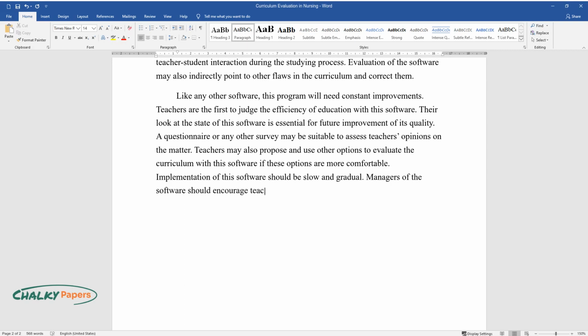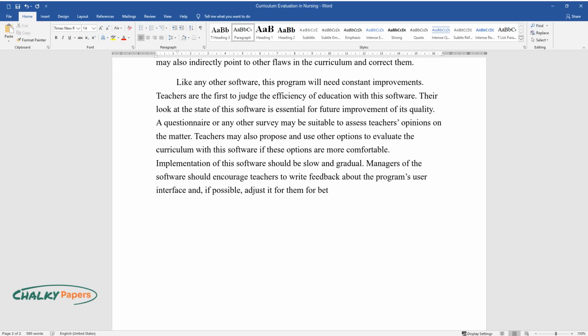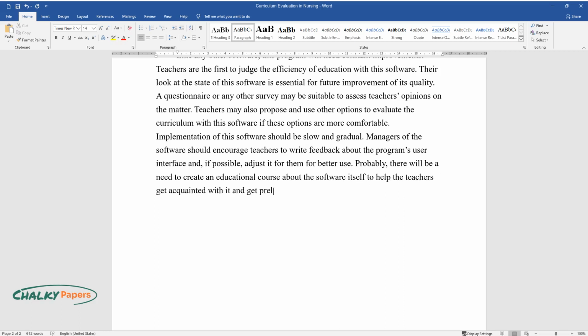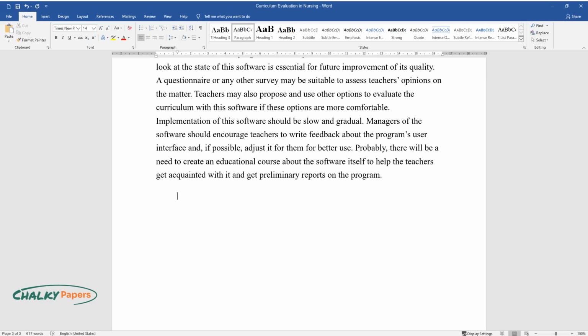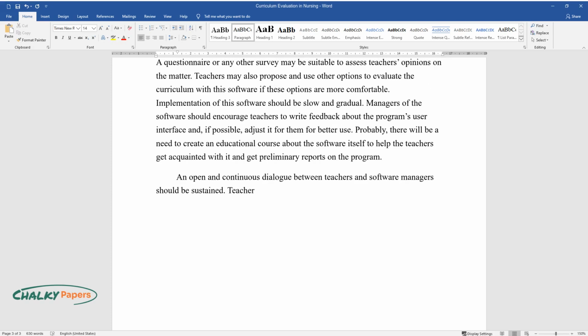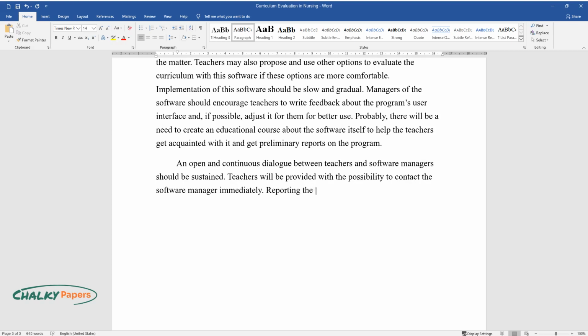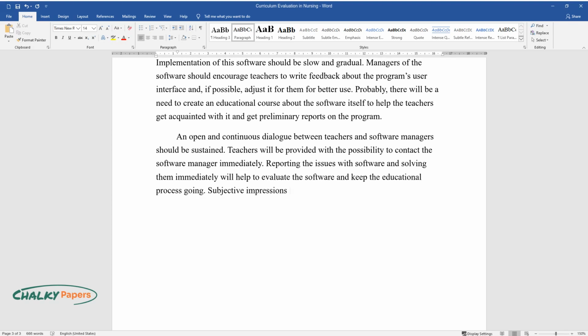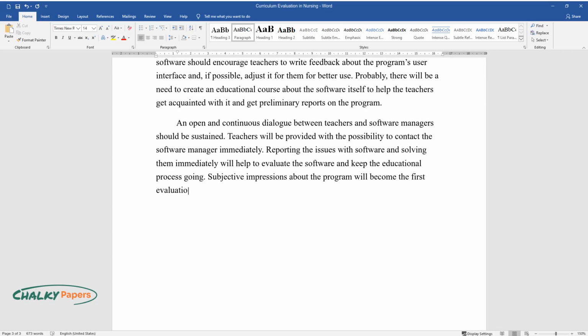Managers of the software should encourage teachers to write feedback about the program's user interface and, if possible, adjust it for them for better use. Probably, there will be a need to create an educational course about the software itself to help the teachers get acquainted with it and get preliminary reports on the program. An open and continuous dialogue between teachers and software managers should be sustained. Teachers will be provided with the possibility to contact the software manager immediately. Reporting the issues with software and solving them immediately will help to evaluate the software and keep the educational process going. Subjective impressions about the program will become the first evaluation markers.